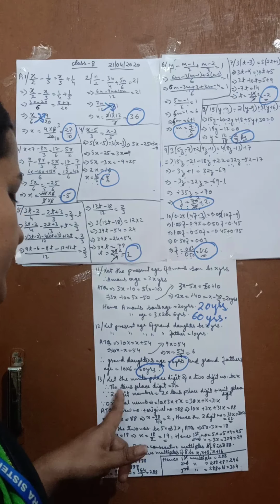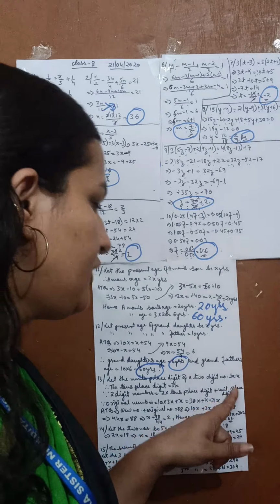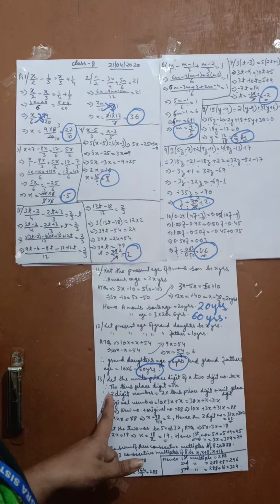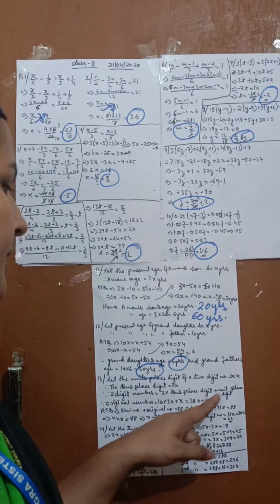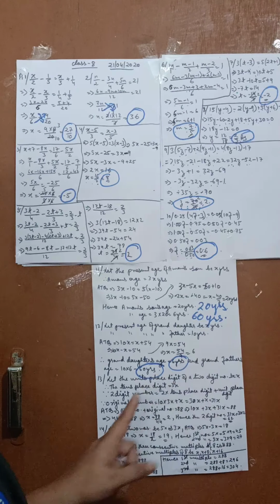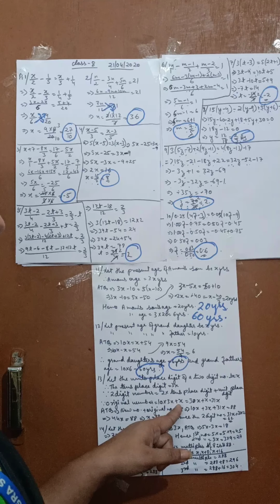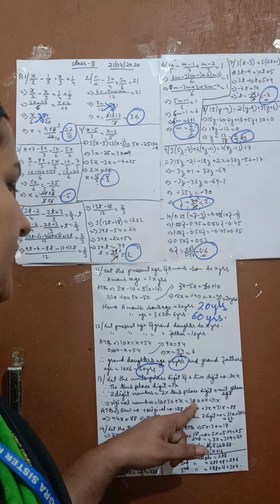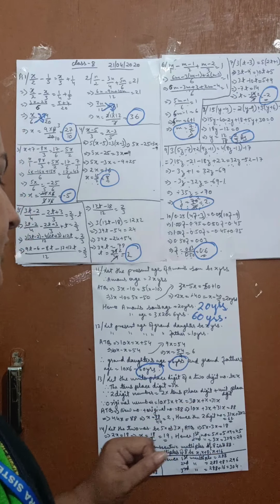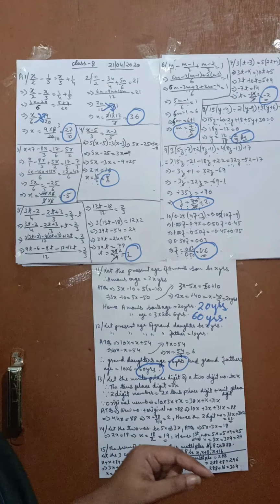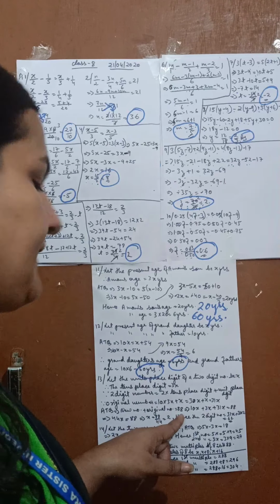The new two-digit number will be 10 into the units digit plus the tens digit. Okay, so the original number will be 10 into 3x plus x, which is 30x plus x, which is 31x. So according to the question, the new number plus the original number is equal to 88.